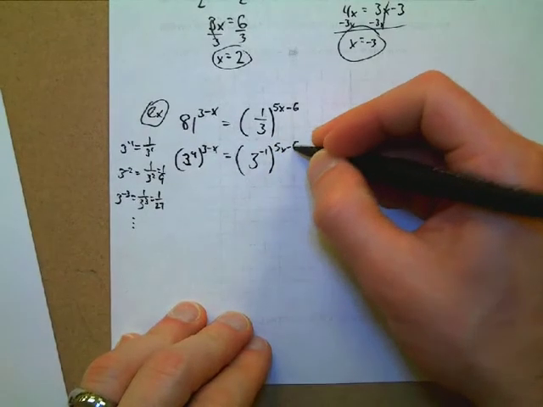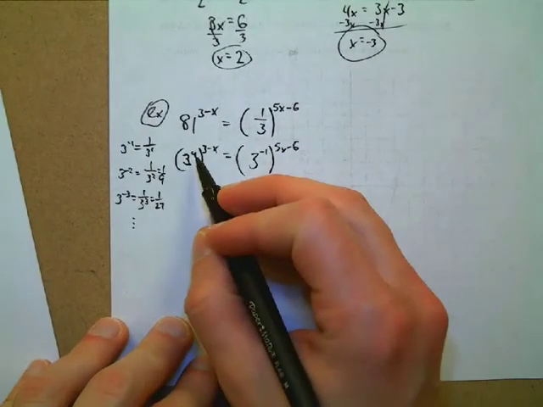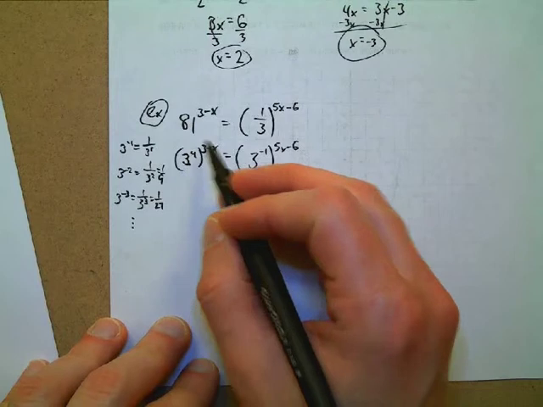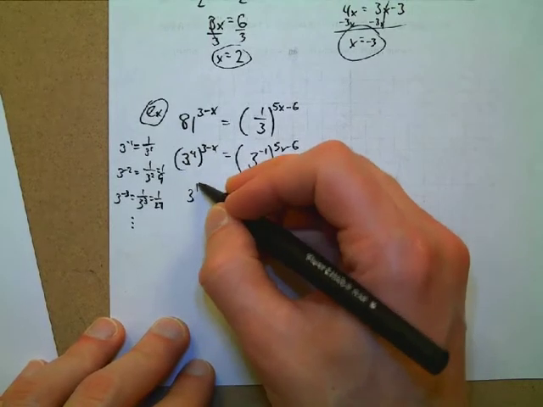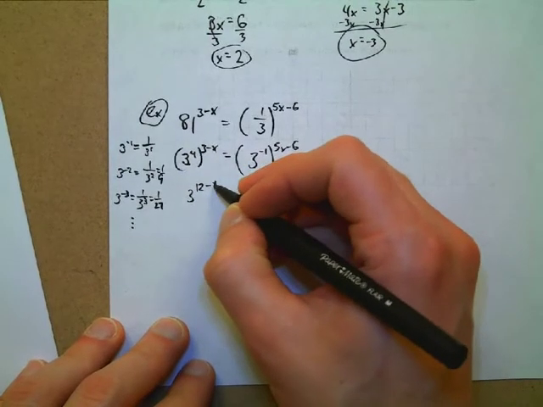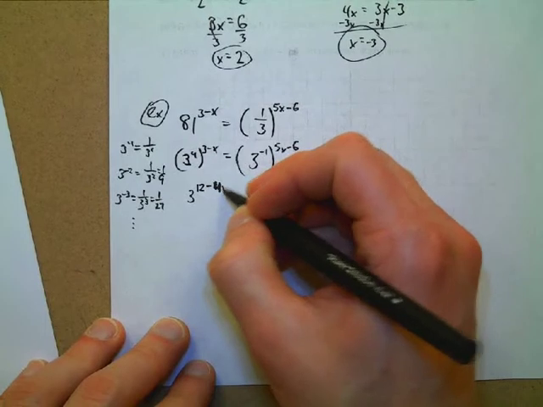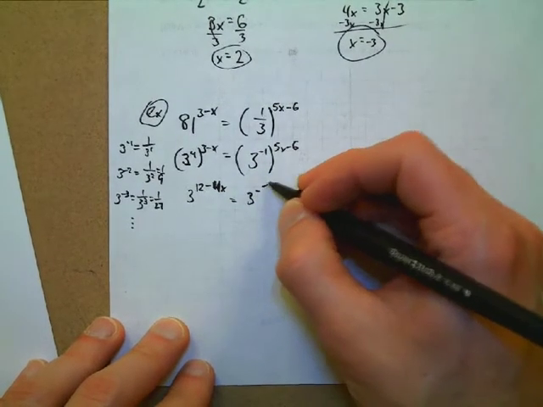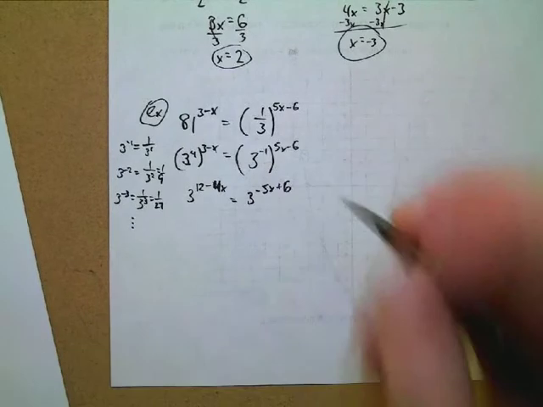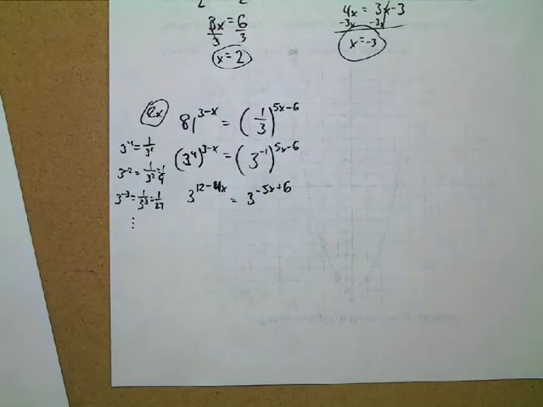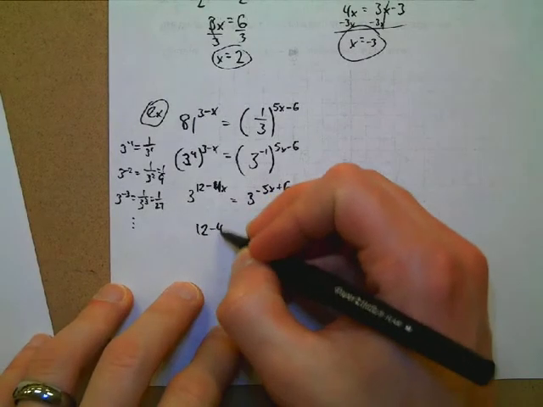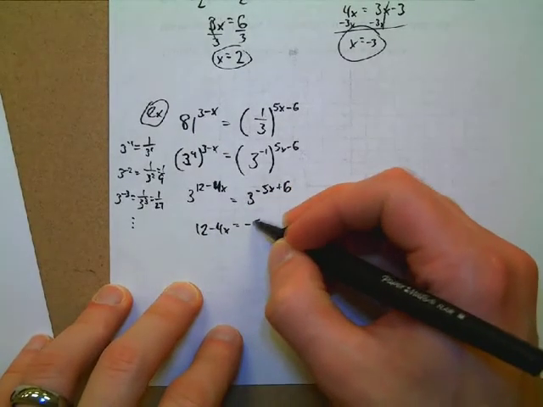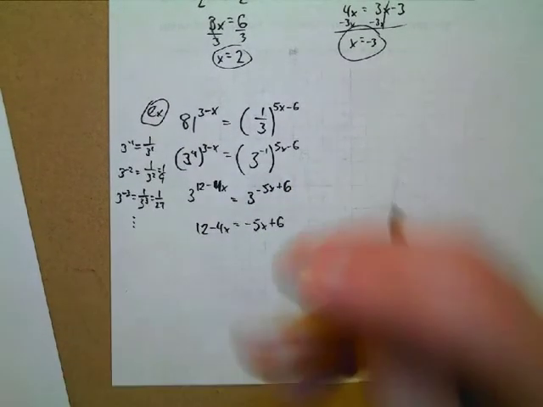Okay, now, power to a power, we'll distribute there, right? So 4 times 3, 4 times minus x, so we'll have 3 to the 12 minus 4x. And then negative 1 here, we'll have 3 to the negative 5x plus 6. Okay. And now we can drop our bases there and just set 12 minus 4x equal to negative 5x plus 6. And then you guys can solve from there, right?